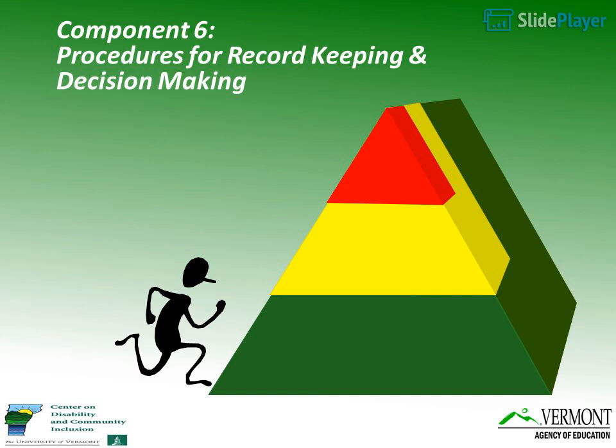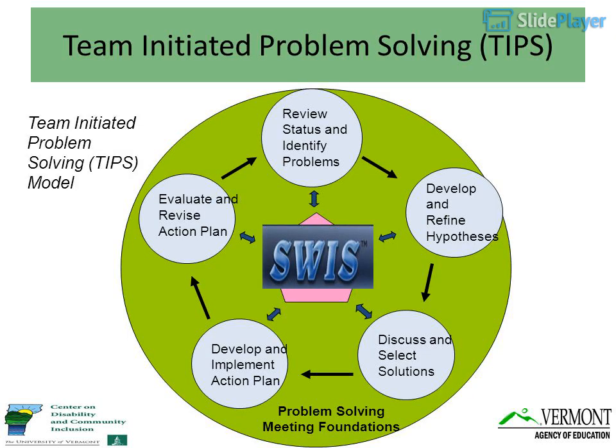Component 6, Procedures for record keeping and decision making. Team-initiated problem-solving, TIPS. Collect and use data. Review status and identify problems. Develop, refine hypotheses. Discuss and select solutions. Develop and implement action plan. Evaluate and revise problem-solving meeting foundations.